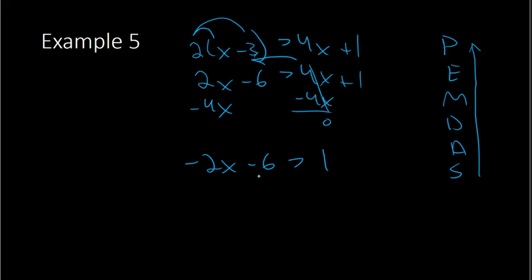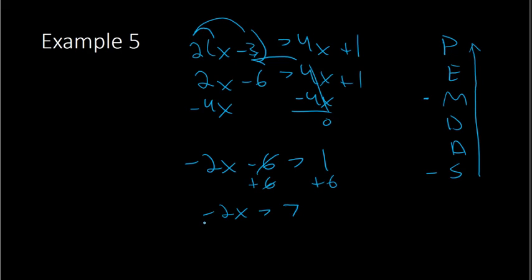So I see subtraction of the 6, and I see negative 2 being multiplied by x. So move the negative 6 over first, and I do that by adding 6. We now have negative 2x greater than 1 plus 6, which is 7.